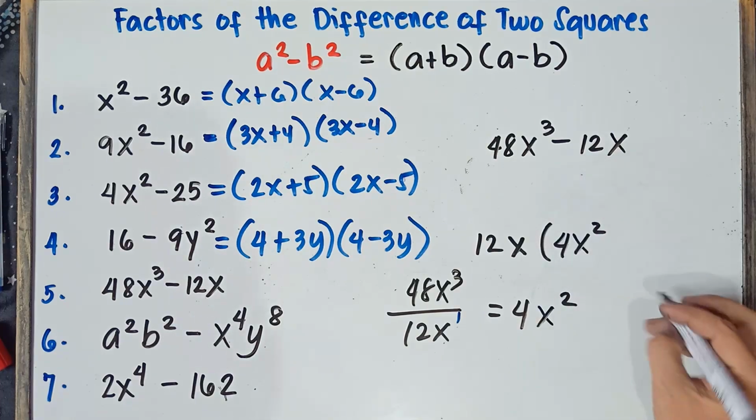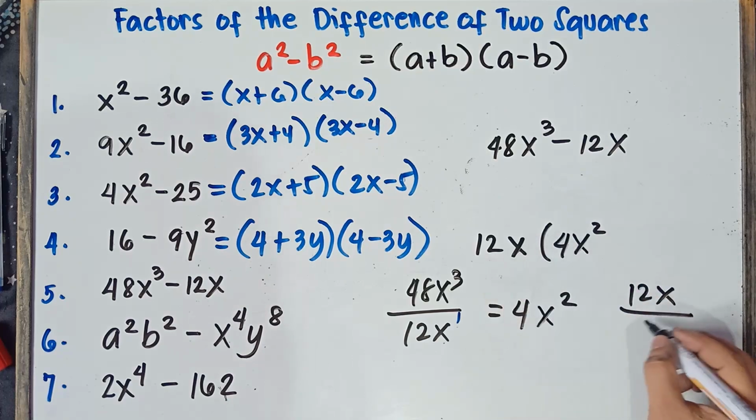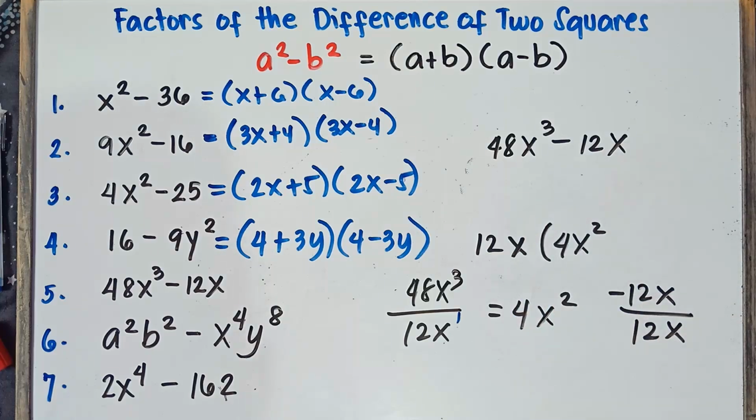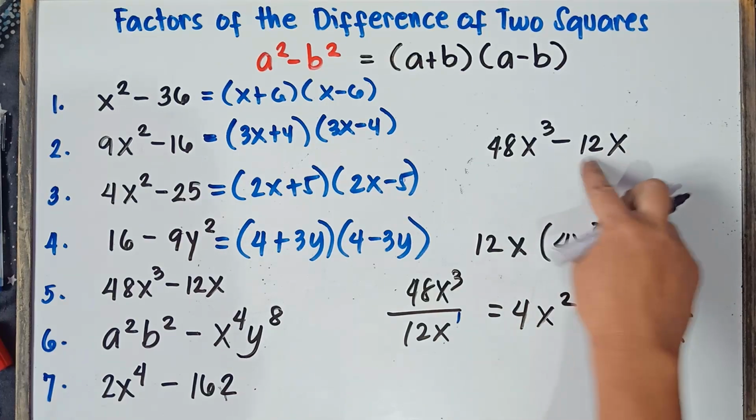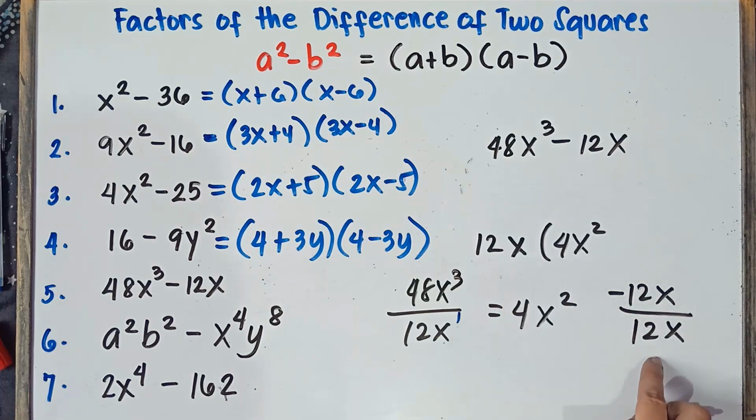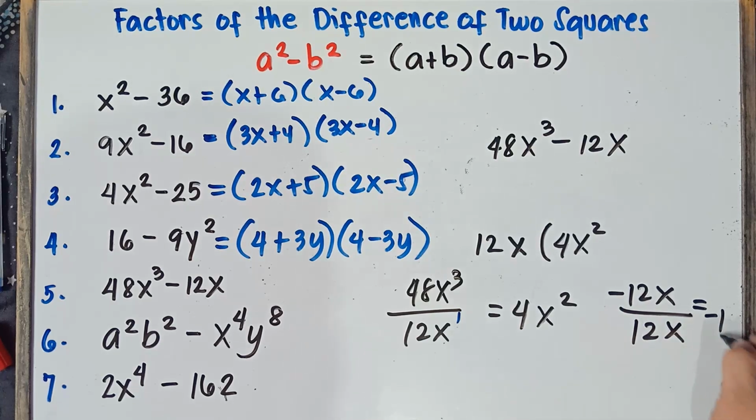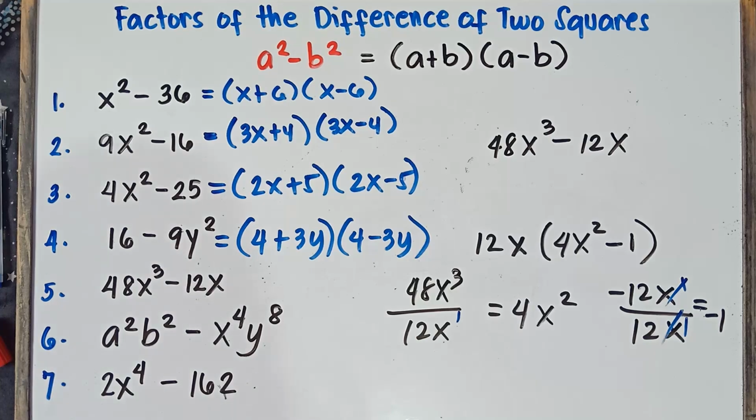Alright, and then this one, negative 12x divided by 12x. Do not forget the negative sign. Negative 12 divided by positive 12, that would be negative 1. X divided by x, same exponent, simply cancel x. So that would be negative 1. Close parentheses. Alright, and then check this one out, class.